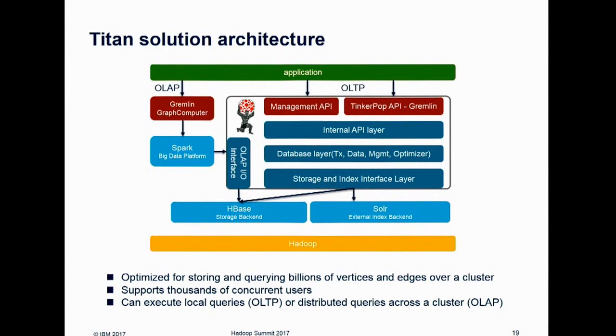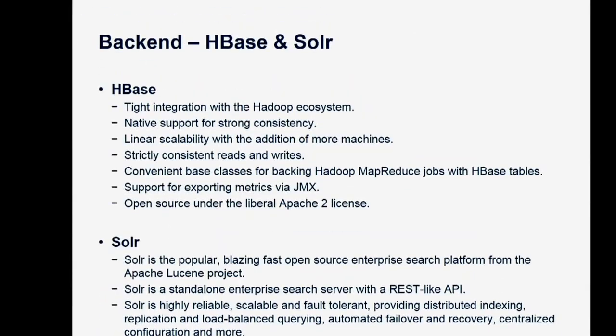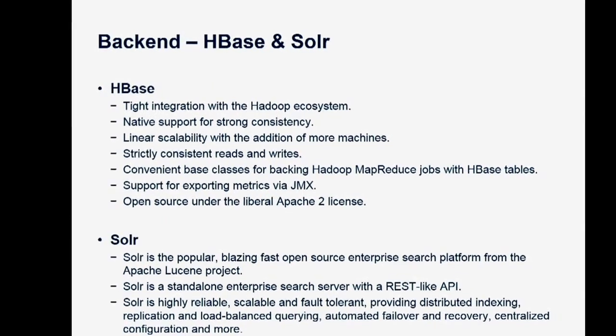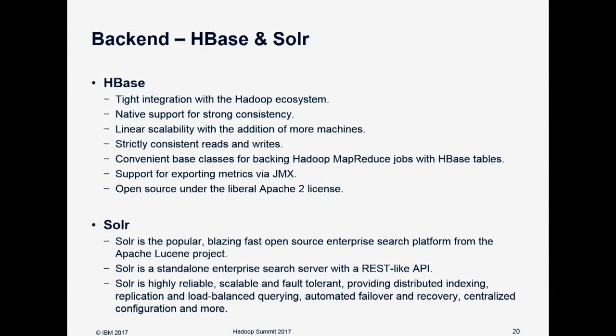A very simple example is PageRank. Everybody knows PageRank, and that can be implemented as a Spark graph traversal program that you can run against the Titan database, and you get the PageRank results. And this slide has a little more detail about the backends, and I'm not going to go into the details here.